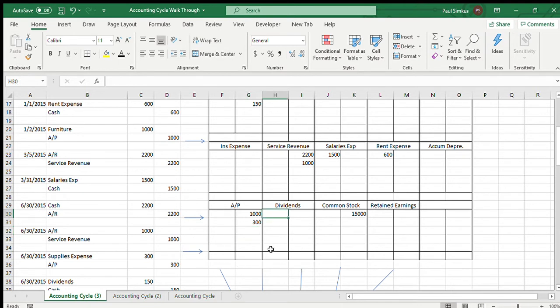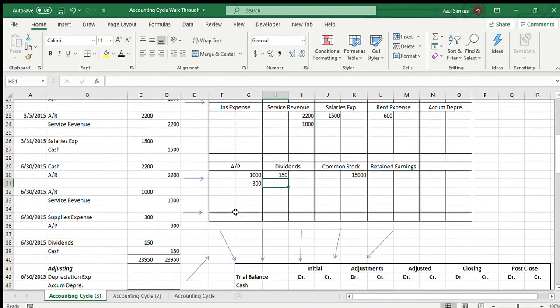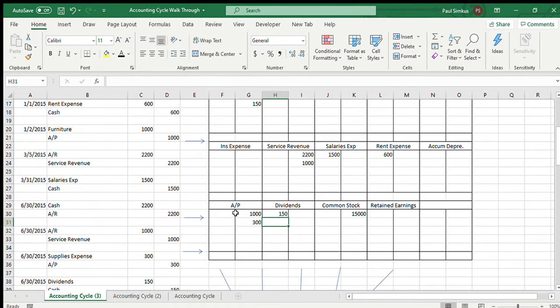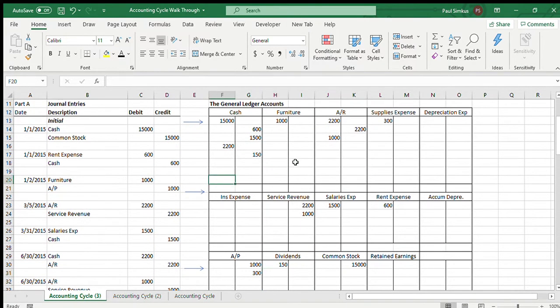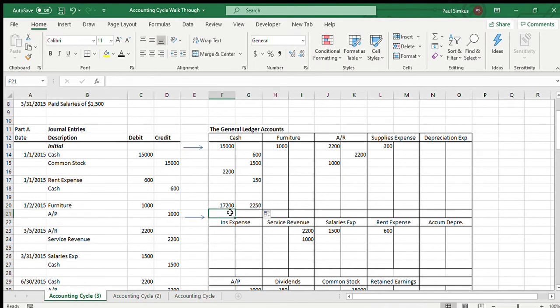There's a debit to dividends of 1,500 and a credit to cash, but we did that already, okay? Looks like we posted everything, and if we didn't, we'll find out soon enough. Now, when you have a lot of transactions, sum the debit side, add up the credit side, and then take the difference, and that's your balance in cash. Okay? The rest you could just do in your head.